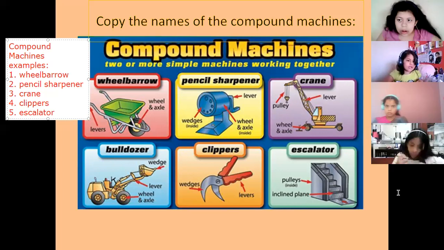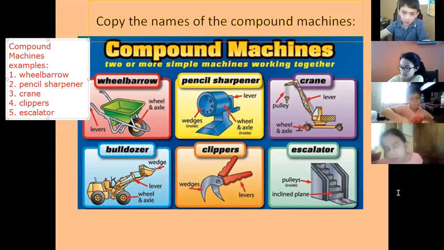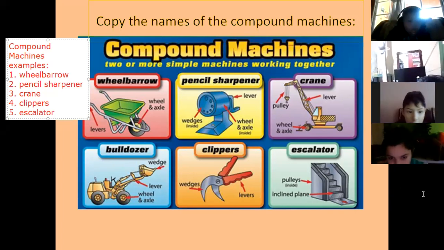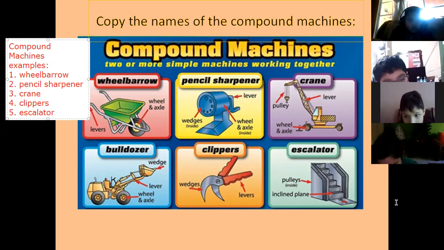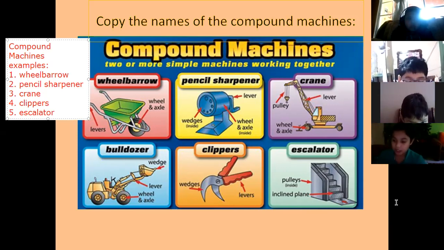Copy only the names. I finished copying, Miss. Okay. Miss, I'm only going to draw a wheelbarrow, pencil sharpener, and crane. But I'm going to change it very soon. Who is copying? Because we need to see. Copy the names, not make drawings, because we need to see examples of complex machines.